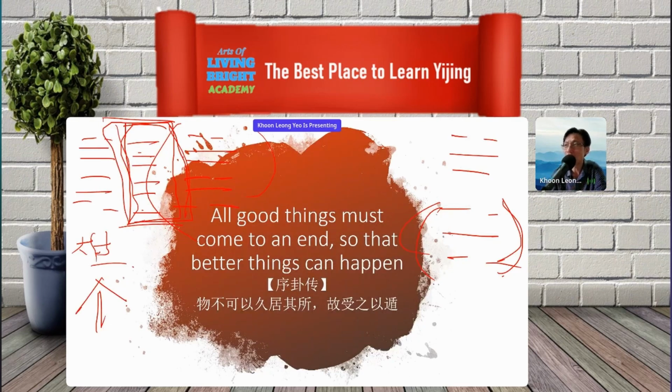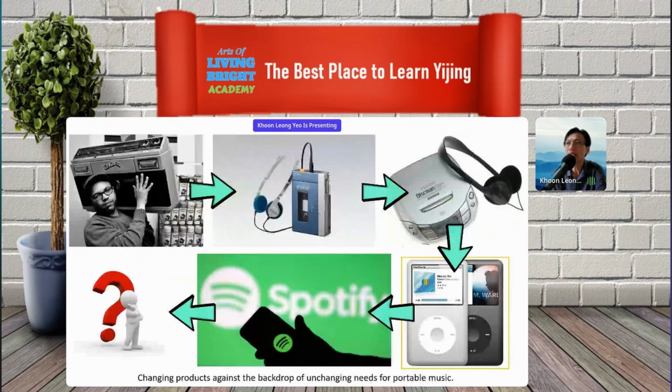Okay, so that means all good things must come to an end so that better things can happen. So look at this. I just use portable music as an example. How many of you live in the era where we carry mini compo around when we go out? Okay, so this mini compo, not that mini after all, but it's mini compo. Back then it was called mini compo. But then later on, things change for the better. Mini compo disappears behind the scene, and things change for the better. We have Walkman, portable Walkman.